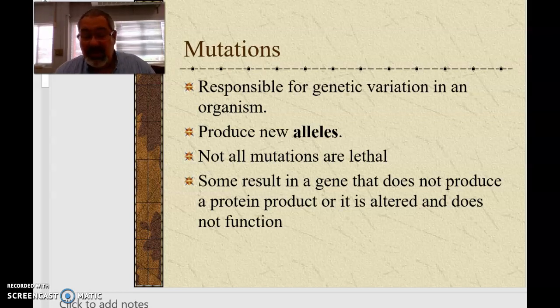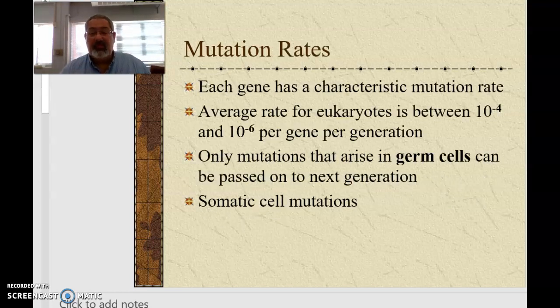It is possible for a mutation to occur and result in no change in the protein product. It is possible for somatic cell mutations to be passed on in organisms that asexually reproduce. In organisms that reproduce sexually, it's primarily just the germ cells that pass on mutations to the next generation.